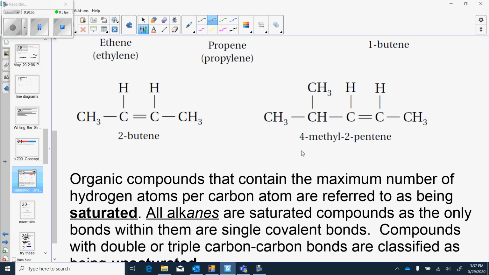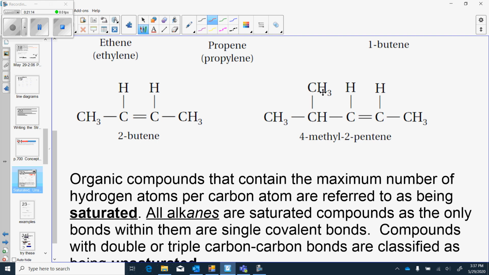Here we have 1, 2, 3, 4. So all the rules before still fit. Find your longest continuous chain. That's going to be your parent chain. But the key here is your double bond has to be in the parent chain. Okay, your double bond has to be in the parent chain. And so it can't be in a branch. You can't have a branch with a double bond. It must be in your parent chain.